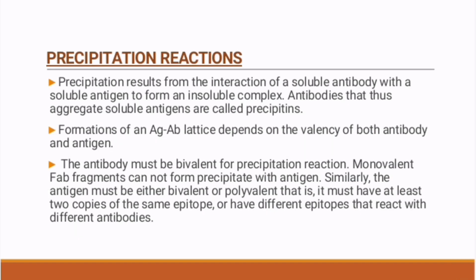Precipitation reactions. Precipitation results from the interaction of a soluble antibody with a soluble antigen to form an insoluble complex. Antibodies that thus aggregate soluble antigen are called precipitins. Formation of an Ag-Ab lattice depends on the valency of both antibody and antigen. The antibody must be bivalent for a precipitation reaction. Monovalent fragments cannot form precipitate with antigen.